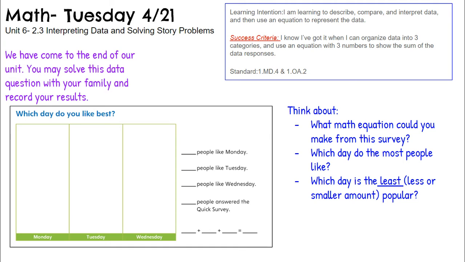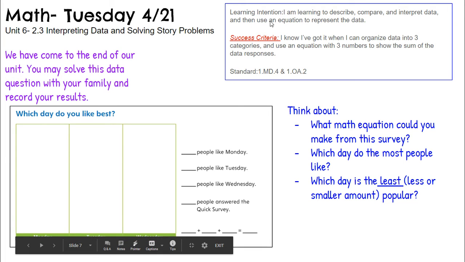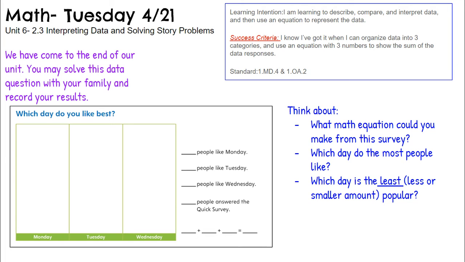Now, today is a special day because we have come to the end of our unit. Yay! So here's what we're going to do. You may solve this data question with your family and record your results. So the data question is, which day do you like best? There are 3 options: Monday, Tuesday, and Wednesday. So ask the people around your house, which day do you like best? Monday, Tuesday, or Wednesday? Then record your results.